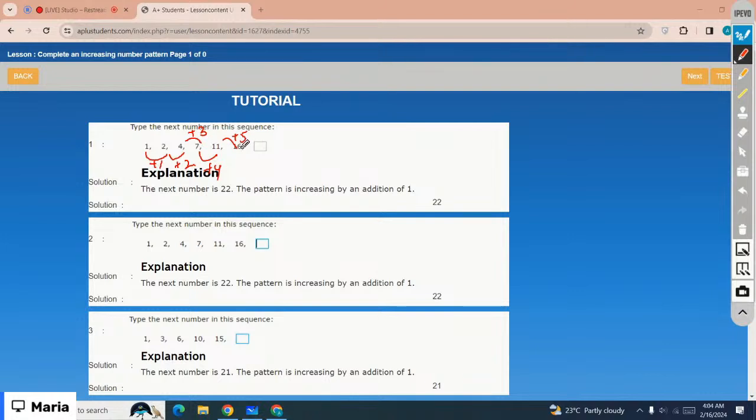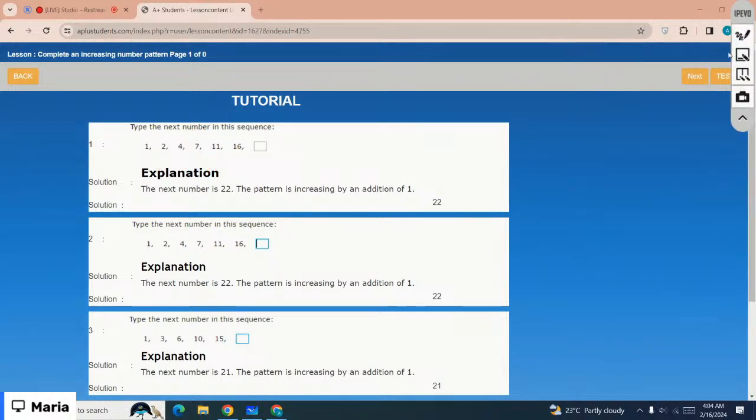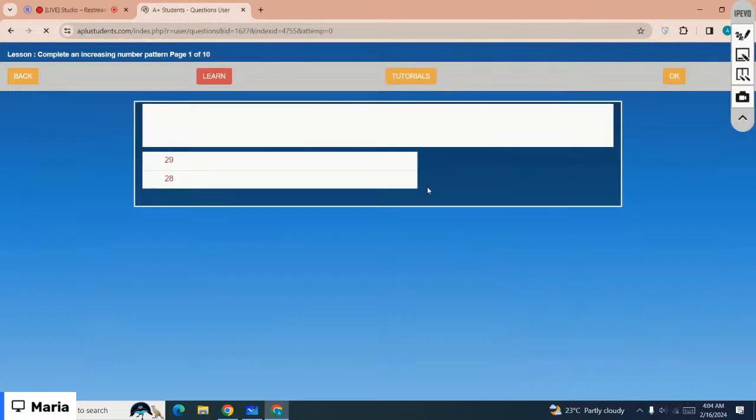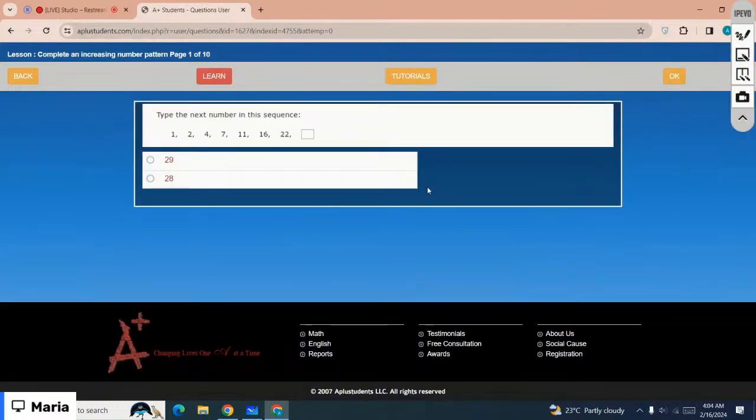For the next one, you need to add 6 to 16. So 16 plus 6 is 22. So the next number in the sequence is 22. Basically, you need to find the pattern, like how the sequence is growing. If you find the pattern, then it would be very easy for you to find the next number in the sequence, right?